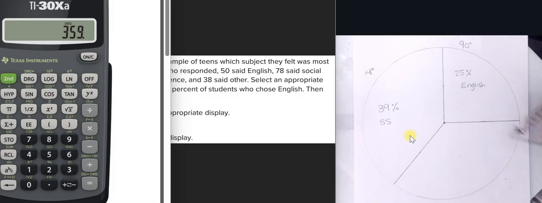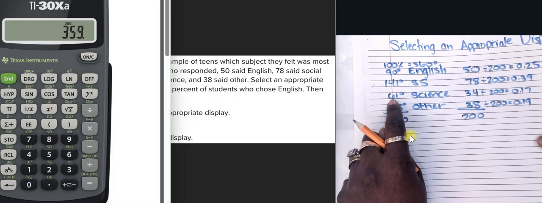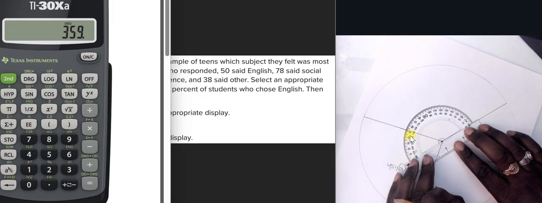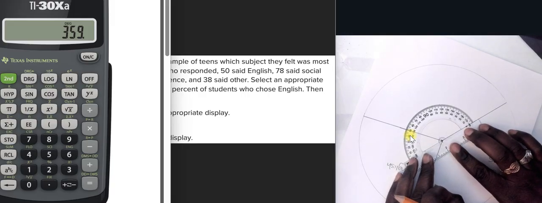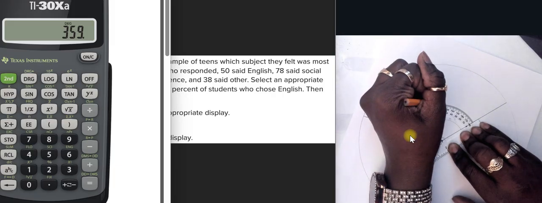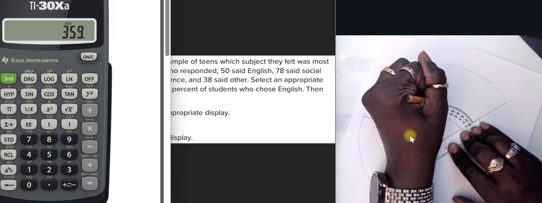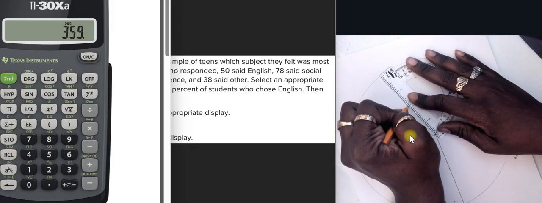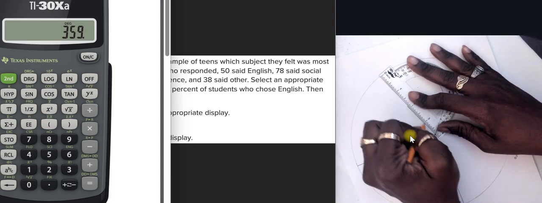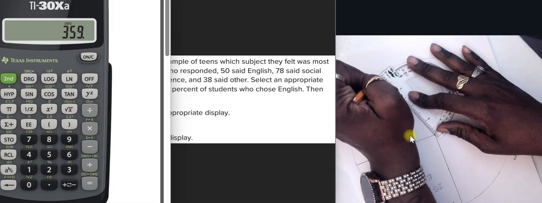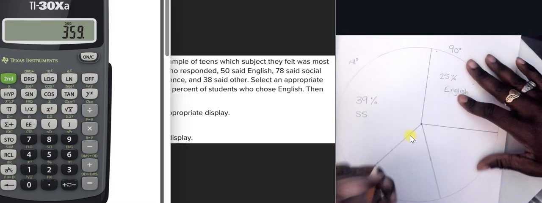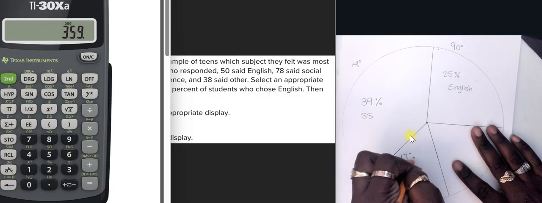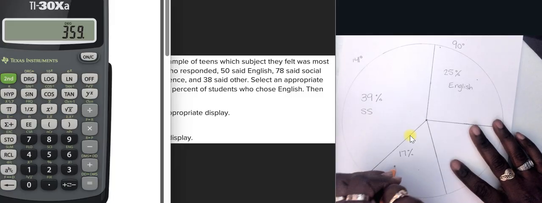Okay, and the next one that we have is going to be science. Science was 61 degrees. So we're going to do 61 degrees now. So I'm going to put this on top of the center, go to the 0, and 61 degrees is going to be about right there. Okay, and I'm just going to put my pencil over the line that I made and just making sure that I see the center there and just go straight on through. All right, so this is 61 degrees. This represents 17%. So this is 17%, which is represented by science.